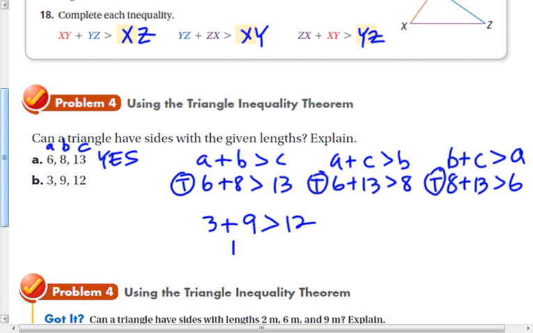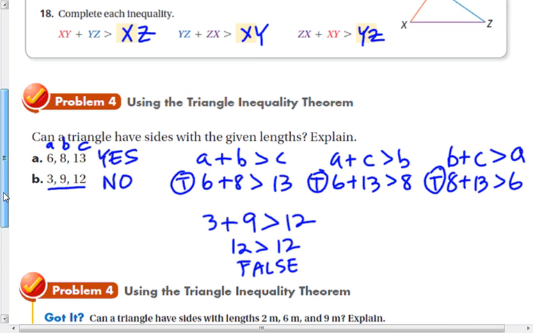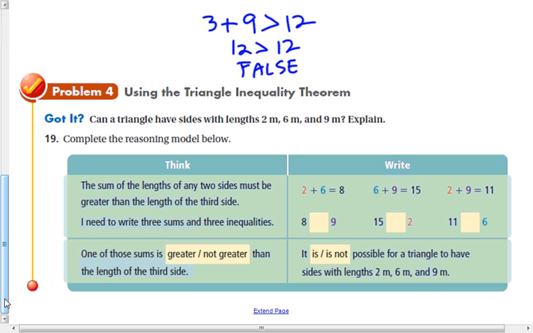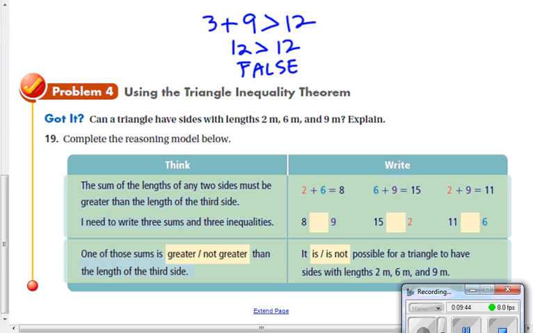For the second one, we would have 3 plus 9 is greater than 12. And right there we have something that's not true. 12 is not greater than 12. So we're going to say false. We don't need to search anymore. Any two sides added together have to be greater than the third side. So for this triangle right here, we're going to say no, because immediately we get a false statement. The two sides cannot add up to exactly the same length as the other side to form a triangle. Go ahead and do problem 4.